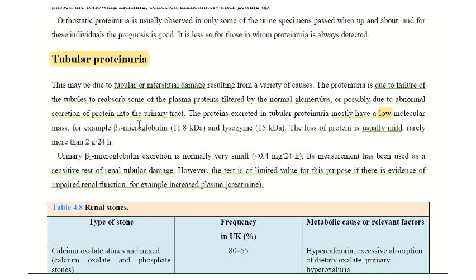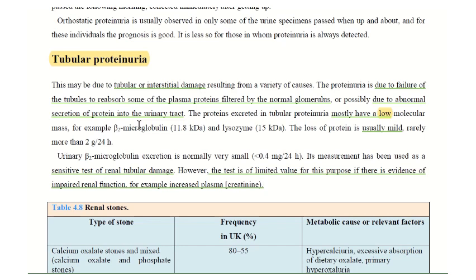إذن هذا النوع من البروتينوريا أسبابه تكون due to failure of the tubules to reabsorb some of the proteins اللي تفلترت by the normal glomerulus, أو احتمال بسبب abnormal secretion of protein into the urinary tract.